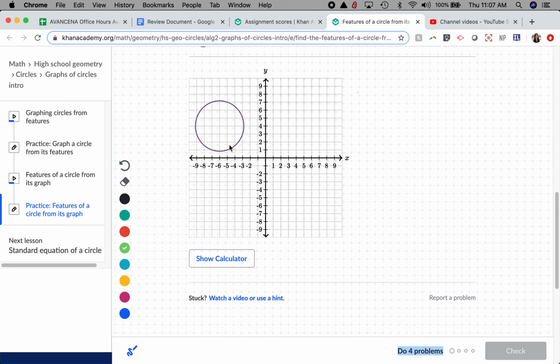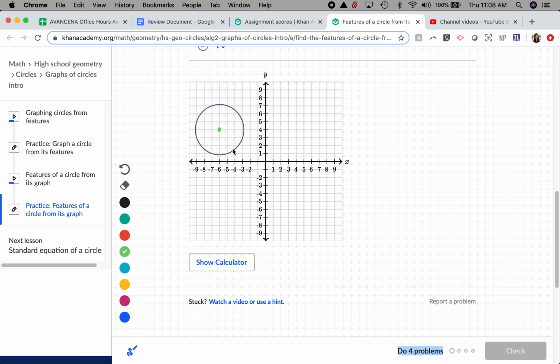Okay, now to find the center of the circle, the easiest way to do it is just to eyeball it. You're going to have to see which point is in the center of the circle, and you're going to know that because from this point, the radius is always going to be the same. So for example, from the point -6, 4, each part of the circle is about 3 and something units away. So in this case, the center of my circle is -6, 4.